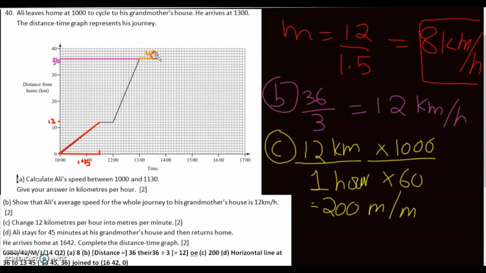And now join it with 1642. So there's 1642 again. How many boxes would cover 42 minutes after 1600? 42 divided by 6 is 7. So go 7 boxes ahead: 1, 2, 3, 4, 5, 6, 7. Here's 1642. Join these with a straight line and you have your answer.